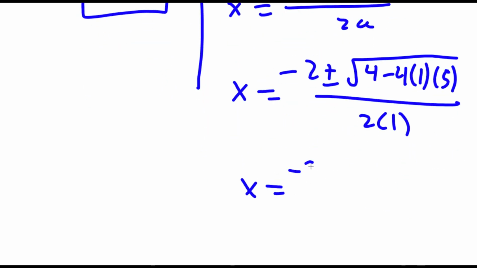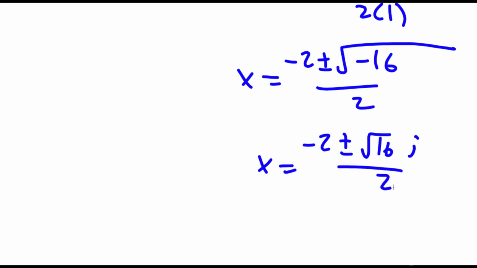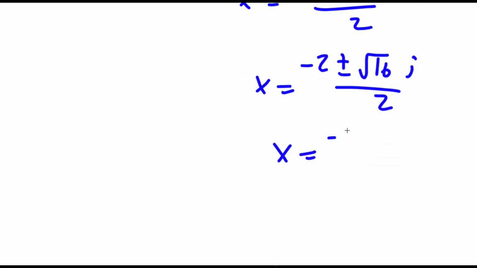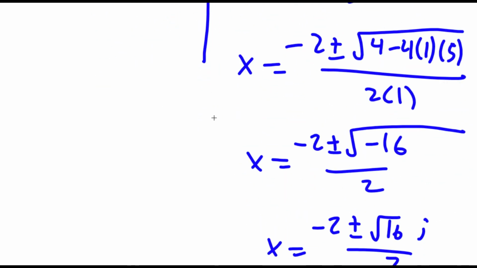And now this is equal to negative 2 plus or minus the square root of 4 minus 20, which is negative 16 over 2, which is equal to negative 2 plus or minus the square root of 16i over 2, which is negative 2 plus or minus 4i over 2, which is negative 1 plus or minus 2i. So these are my three solutions to this problem.